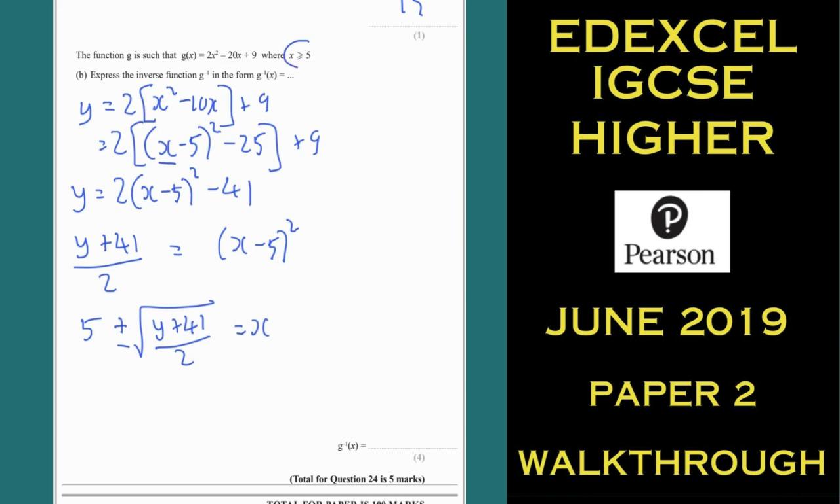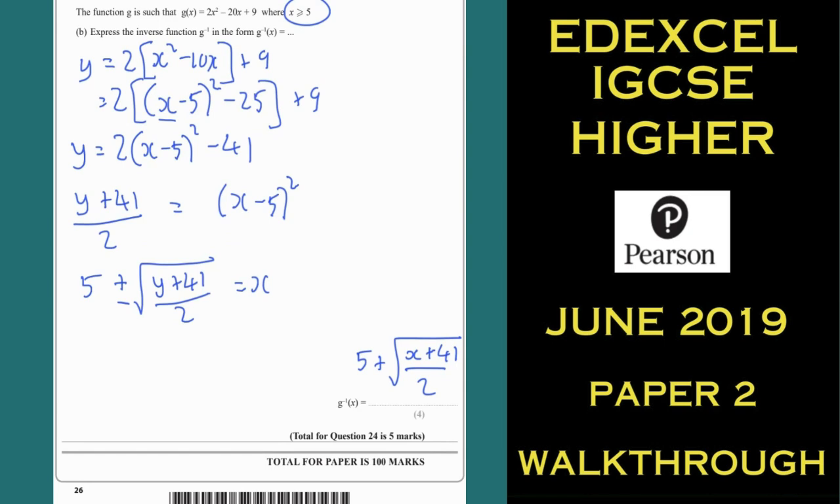In fact, there's a little bit of a clue there, but I don't want to overcomplicate right now. Your answer is simply 5 plus the root. And don't forget, you've flipped around the x's and the y's, so it's x plus 41 all over 2. Because that's enough for your 4 marks. You've done a lot of work there. There's no need to worry too much about why do I ignore the minus. There are reasons around. Let's just go with that's just how it is.